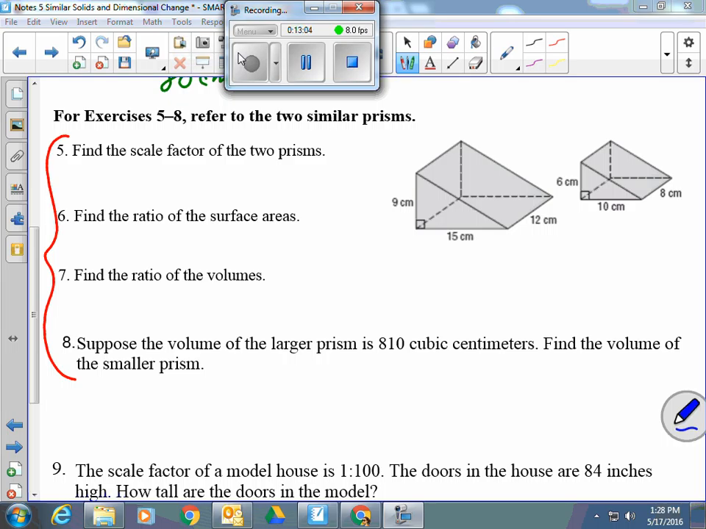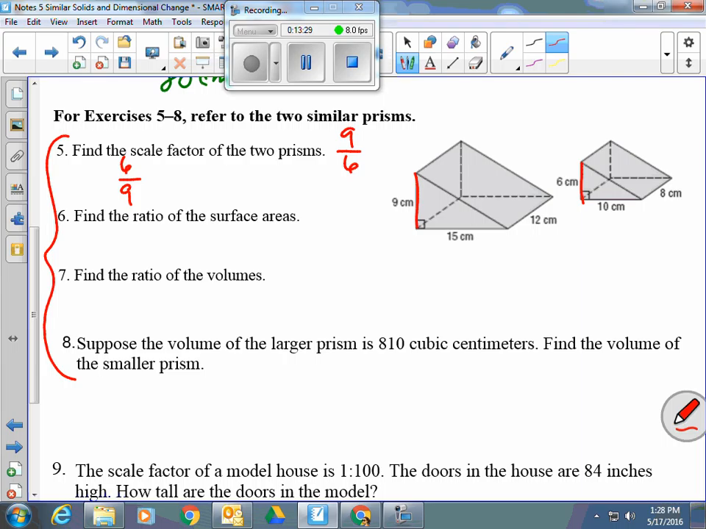So set them up as a ratio. So this is 9 over 6, or is it? Question, can it really be 9 over 6? Why not? What's my shape doing? It's getting smaller, right? 9 over 6 is a number over 1, so that can't be. So I would have to flip it to be 6 over 9.